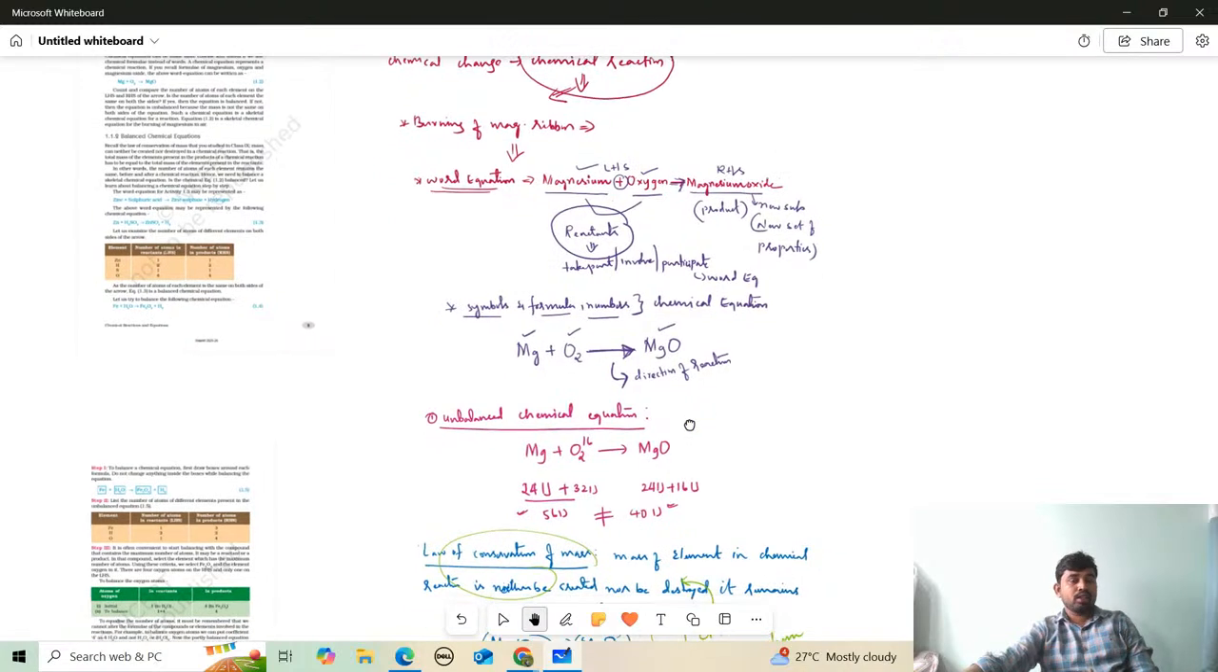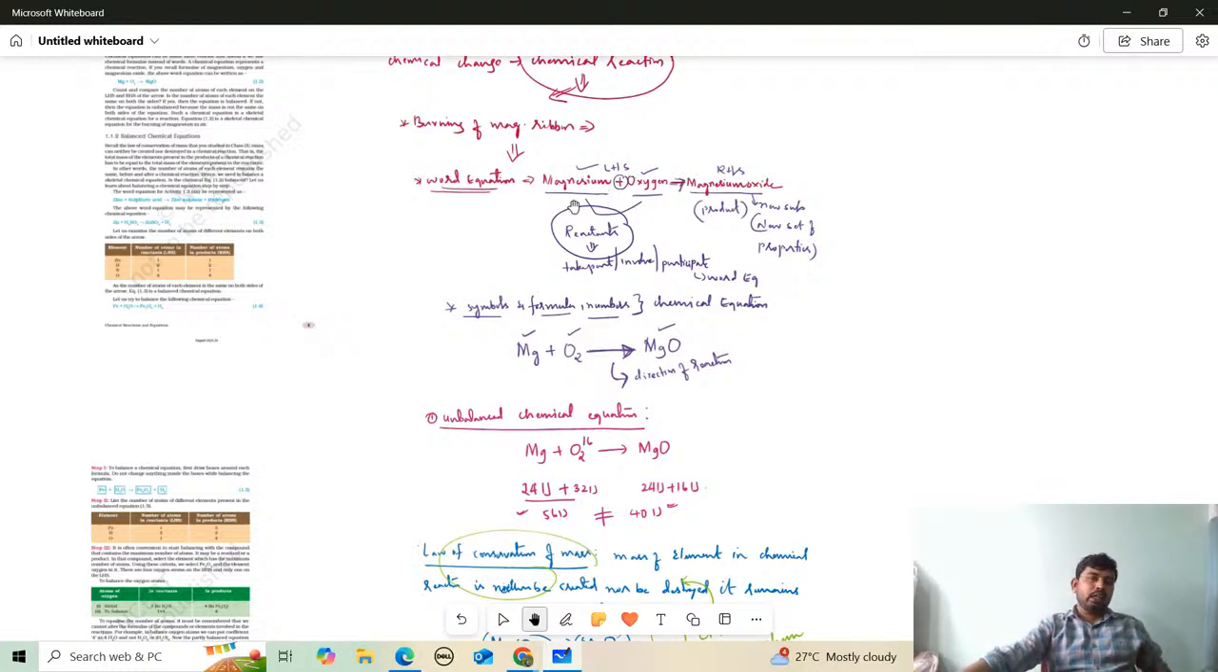This chemical change is also called a chemical reaction. A chemical reaction we write in terms of what is called a word equation. Why should you write a word equation? Because we want to make a short form. So how do we write it? Magnesium plus oxygen gives magnesium oxide.